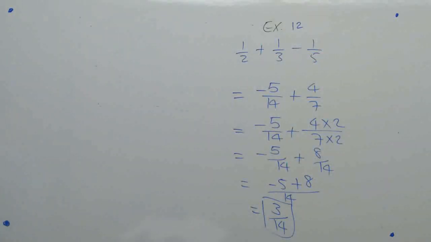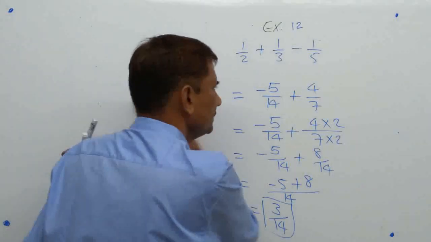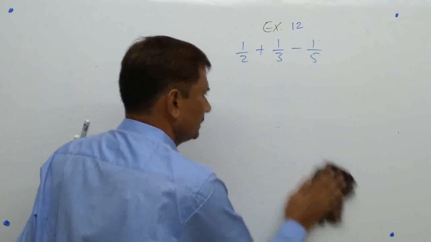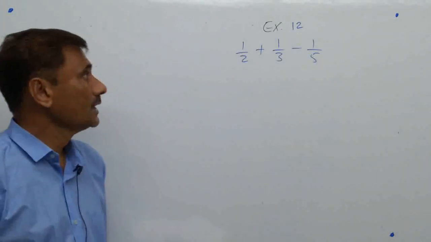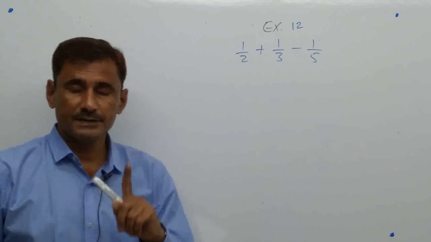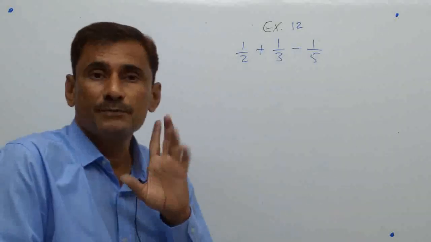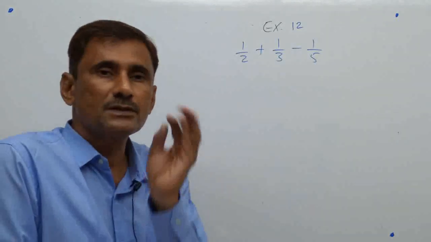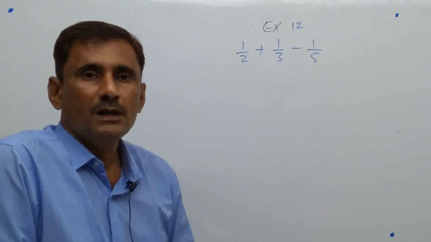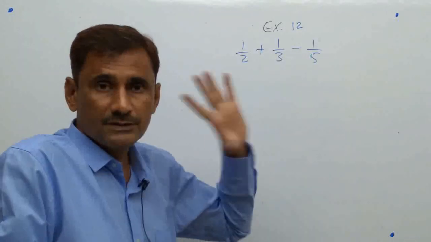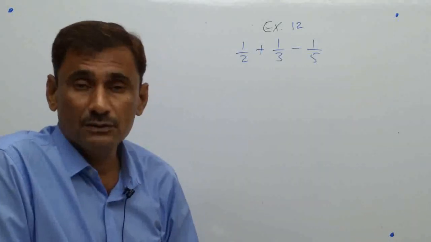Okay, now 3 numbers are there. So for the first time we got 3 numbers. Here LCM is a must. Again LCM is necessary, because addition or subtraction of fractions cannot be done without LCM. More than 2 steps are there, so LCM must be taken. Otherwise, you can do it by cross multiplying also.